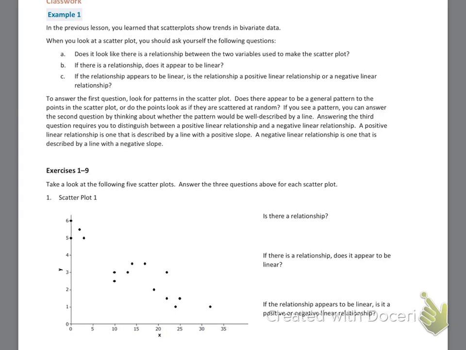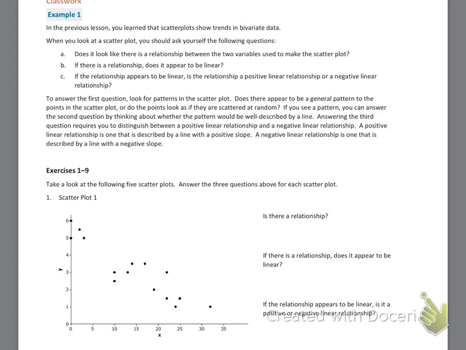We're looking at example 1 now. When you look at a scatter plot, you should ask yourself the following questions. Read along with me in your notes here. Does it look like there is a relationship between the two variables used to make the scatter plot? We were asking ourselves that question in the last lesson as well. The second question is, if there is a relationship, does it appear to be linear?